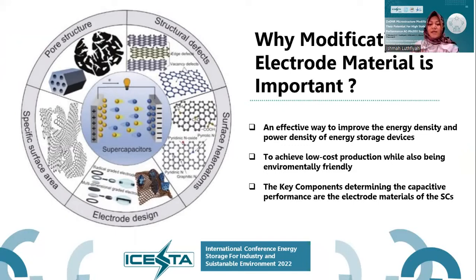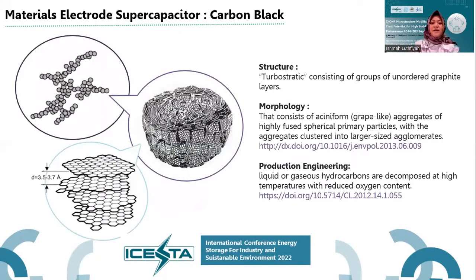So what is the impact? The impact is an effective way to improve the energy density and power density of the energy storage device. It is optimal for achieving low cost production and is also environmentally friendly. That is the key to determining the capacity performance of the electrode material of the supercapacitor. And I use carbon black because it has good conductivity, which is very good for keeping the electrons more stable in the supercapacitor.